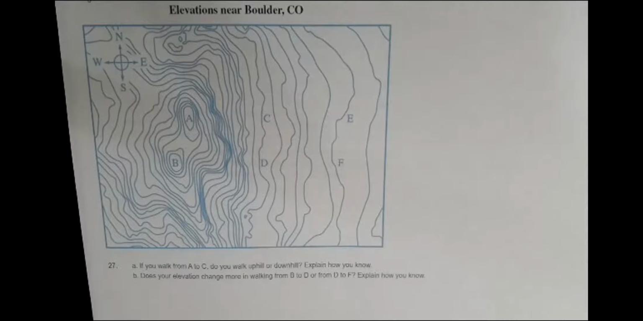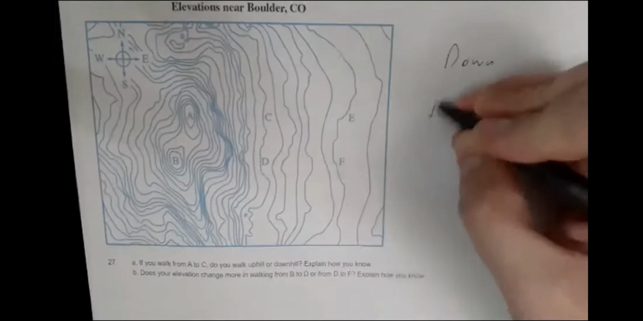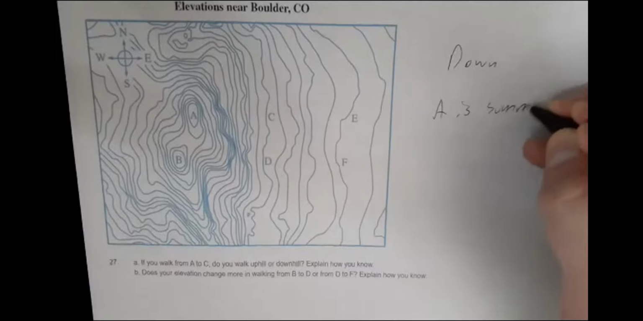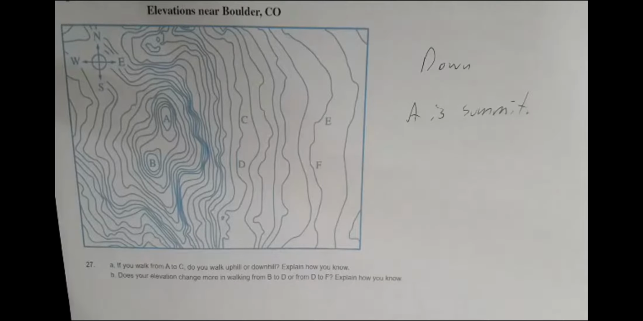If you walk from A to C, do you walk up or down? And explain how you know. I think I already went over that kind of, right? Yeah, it'd be down, because A is the highest elevation. Yeah, the summit. If you're walking down from the summit. Explain how you know A is the summit.